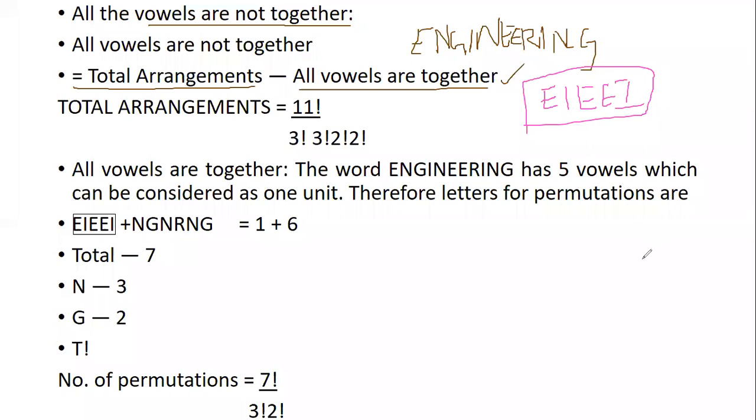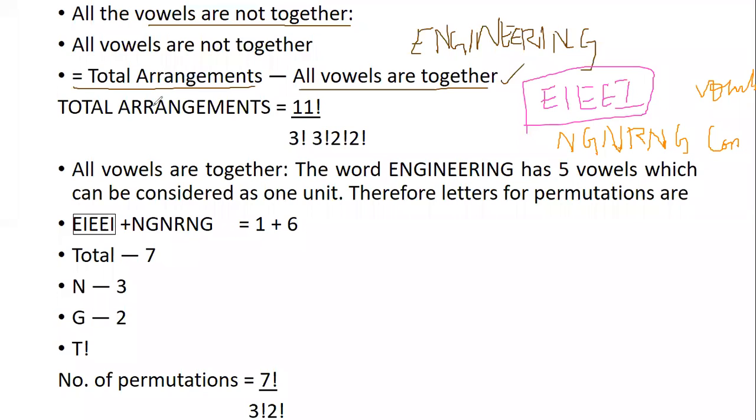Apart from this, what are the leftover letters? After E, I, E, E, I are taken, we have N, G, N, R, N, G. So these are the leftover consonants. These are consonants and these are vowels that are there.